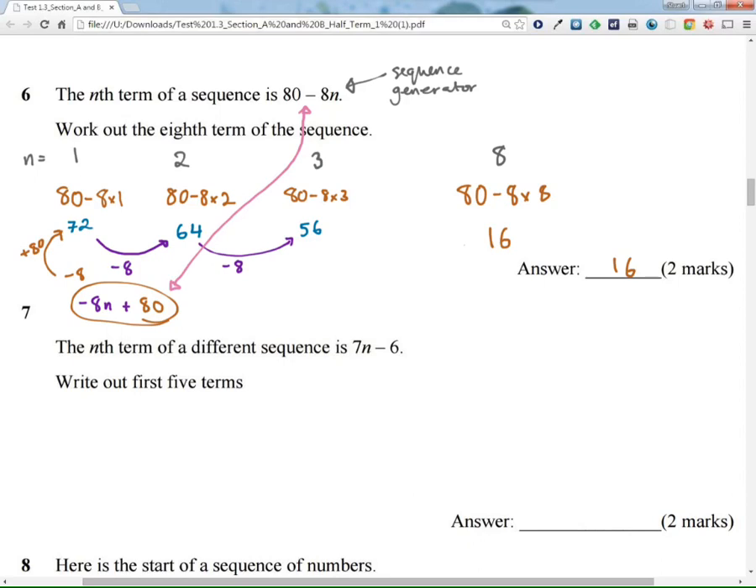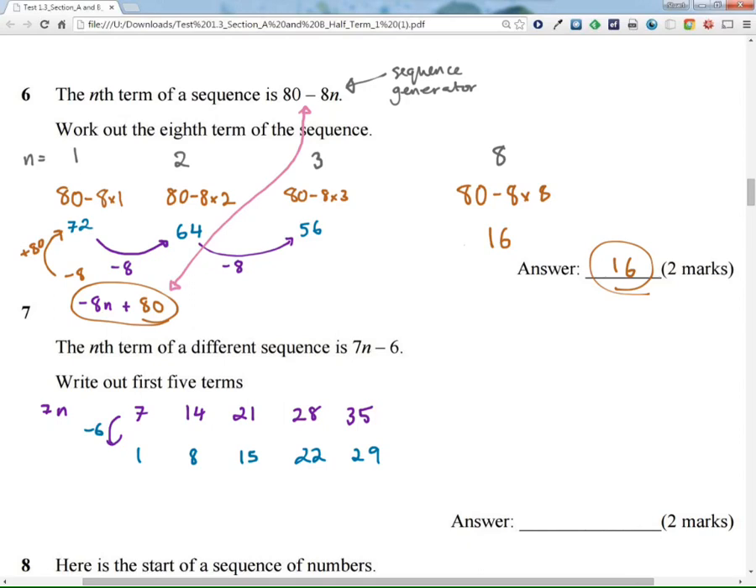Let's look at the next question then. Most people did this quite well. Most people realised that 7n minus 6 is like the 7 times table, but shifted down by 6. You might have written the 7 times table, which is 7, 14, 21, 28, 35. Okay, this is the 7n sequence. But because it's been shifted by 6, we take away 6 from each term. 7 take away 6 is 1. 14 take away 6 is 8. 21 take away 6 is 15. 28 take away 6 is 22. 35 take away 6 is 29.